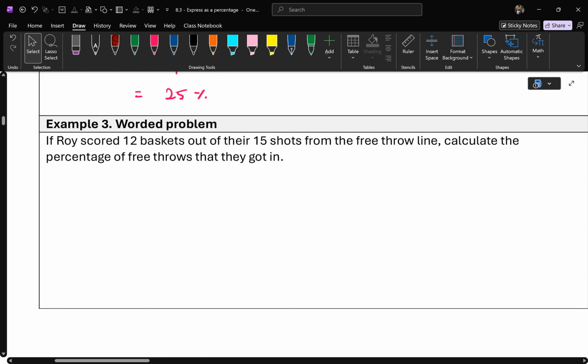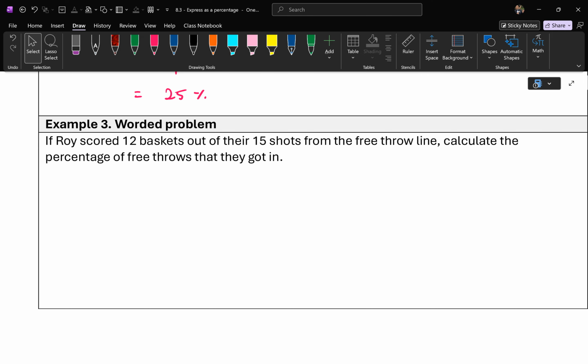Example 3. If Roy scored 12 baskets out of their 15 shots from the free throw line, calculate the percentage of free throws. Sometimes in the exam, the last bit of the question, they change the idea. So sometimes they might say, what's the percentage of missing the baskets? So you just got to be careful when you're answering the questions. Are you answering to get free throws in, or the missing, or the percentage of error in his shots? Okay, so in this case, we're actually trying to work out the percentage of how much he scored.